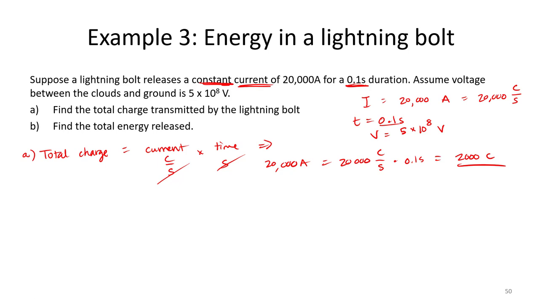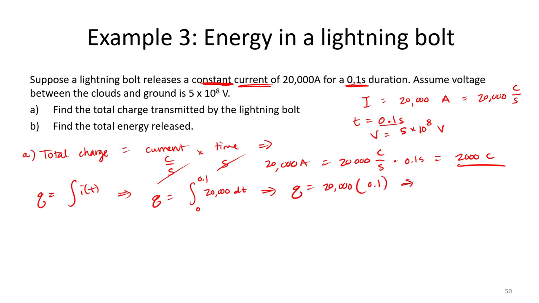Another approach would be simply to use that classic integration approach where we know Q is equal to the integral of current. So similarly, you could say that our charge Q would be the integral from 0 to 0.1 of our 20,000 dt. And that would also give you Q is 20,000 times 0.1, or 2,000 coulombs. So either approach would work. Either approach gives you the correct answer.